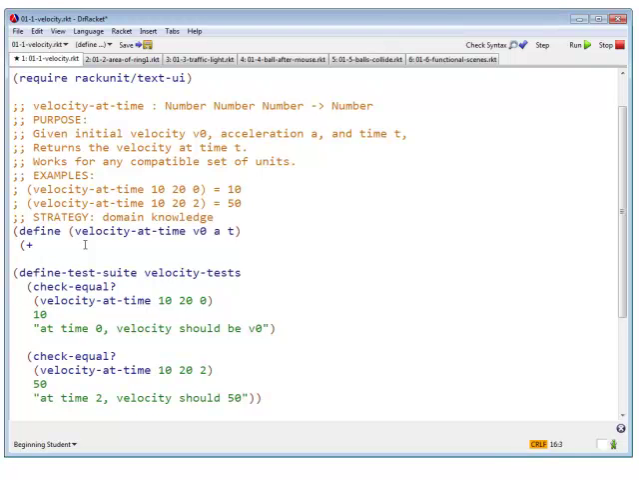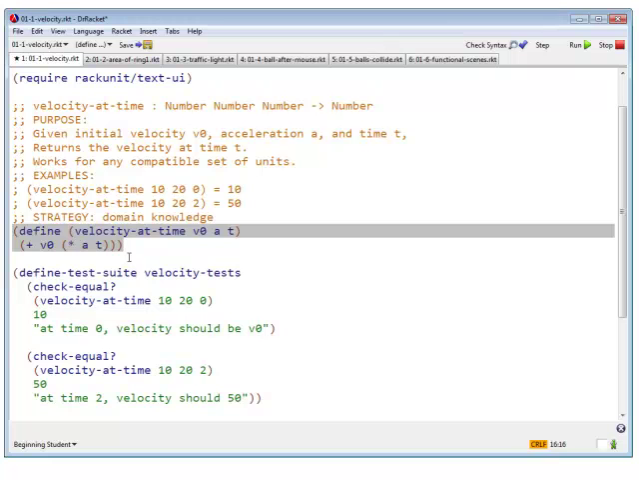It's going to be the sum of v0 and times a t. Close.